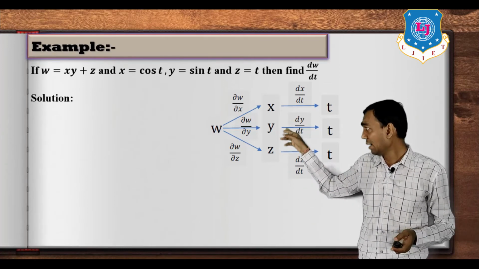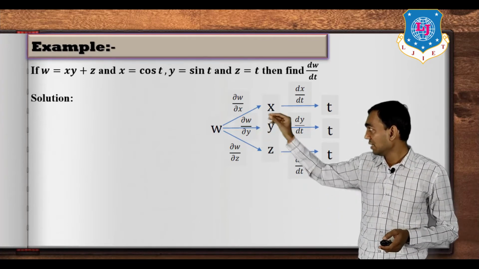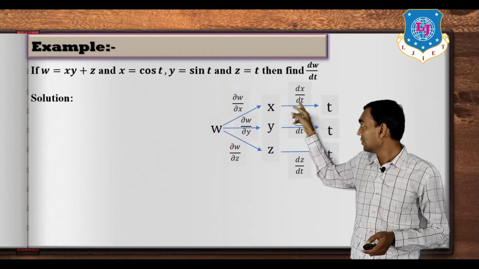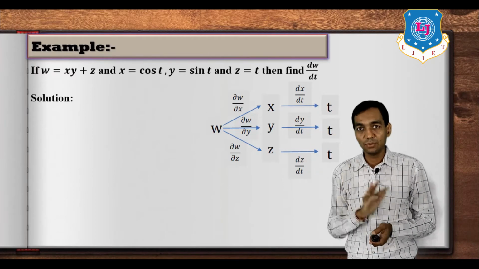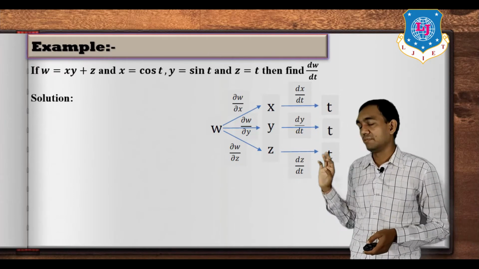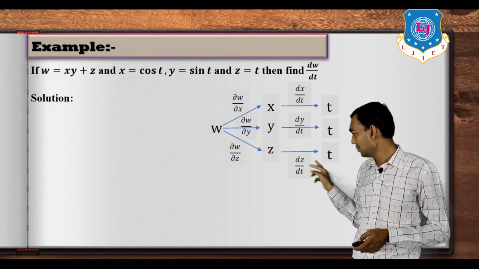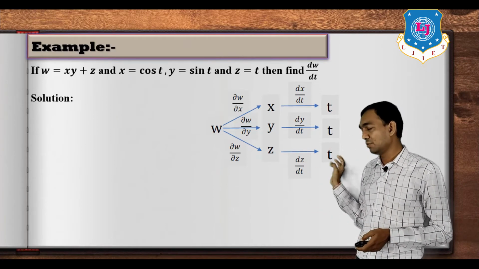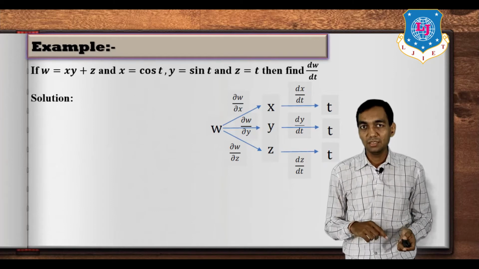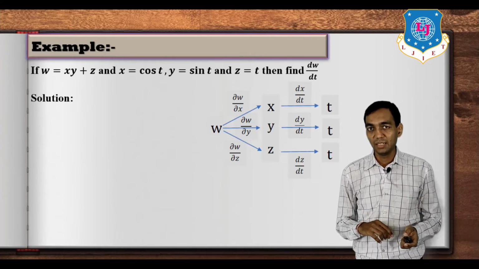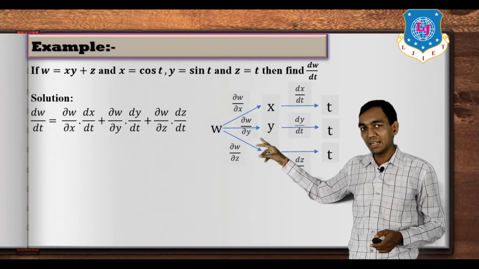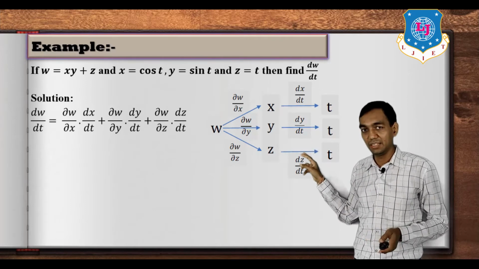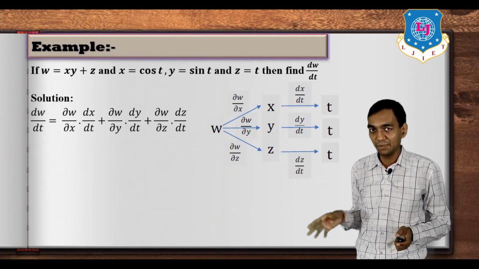Okay, now let's start with an example. If w is a function of x, y plus z, and x is equal to cos t, y is equal to sin t and z is equal to t, then find dw by dt. See here, w is a function of 3 variables x, y and z, and x, y and z are functions of t. So if you apply the simple total derivative formula, then dw by dt is given by del w by del x into dx by dt plus del w by del y into dy by dt plus del w by del z into dz by dt.